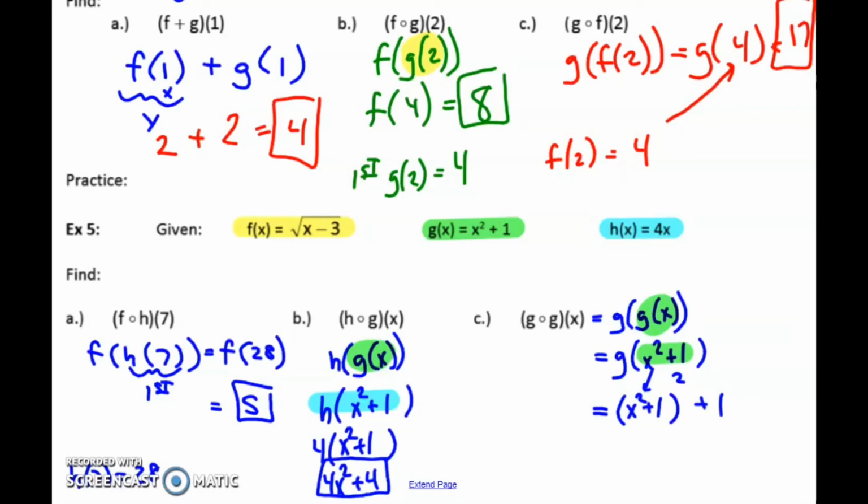All right, we're not going to make you multiply all this out. That's fine if you just leave that as your answer. I'm just going to write it here so it's not quite as cluttered. X squared plus 1 squared plus 1, and that's fine if you leave it like that. You don't have to FOIL that out. That's good.